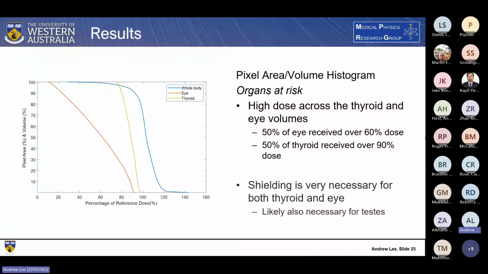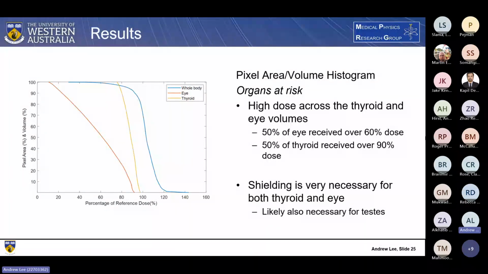So for that amount, the thyroid can receive up to 27 to 30 grays even. So shielding is very necessary for both the thyroid and the eye. Eye shielding is established in literature, usually with lead shields under the eyelids, but it's likely also necessary for the thyroid, which hasn't been established yet.